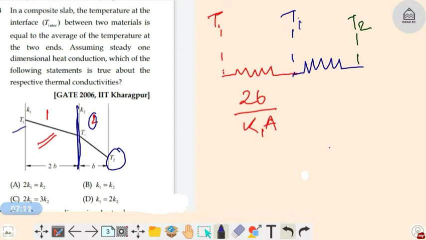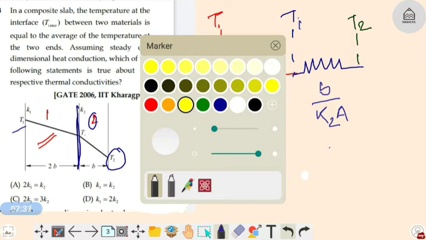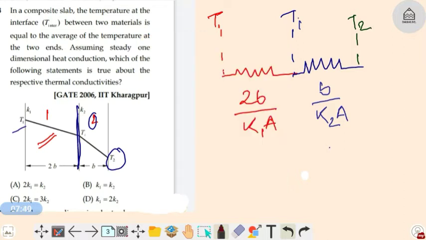So what will be the conductive resistance of slab 2? That will be L by KA. L is B, divided by K. K is K2 for the slab, and A. Now, as I have said, when heat is traveling in a series, in both of the slabs the heat will be the same or not? Yes or no? Yes.